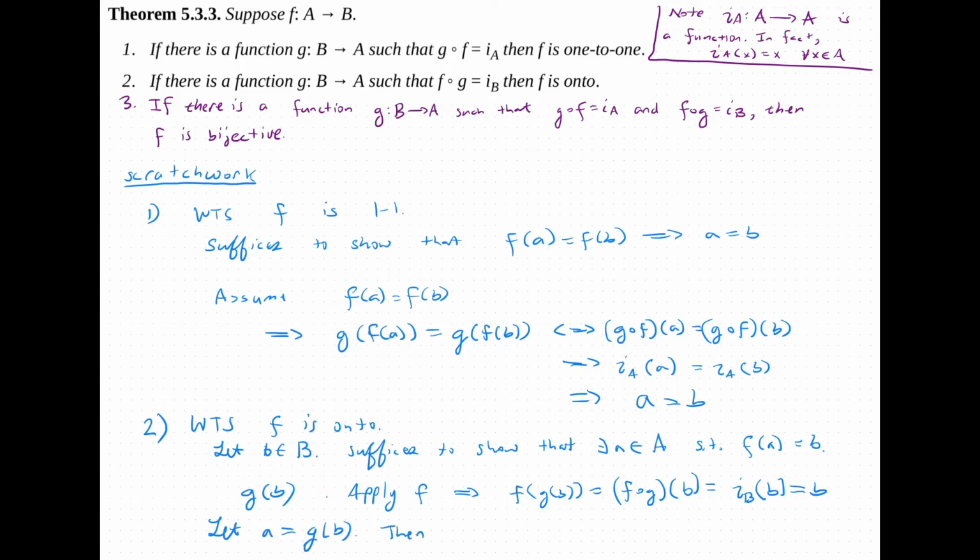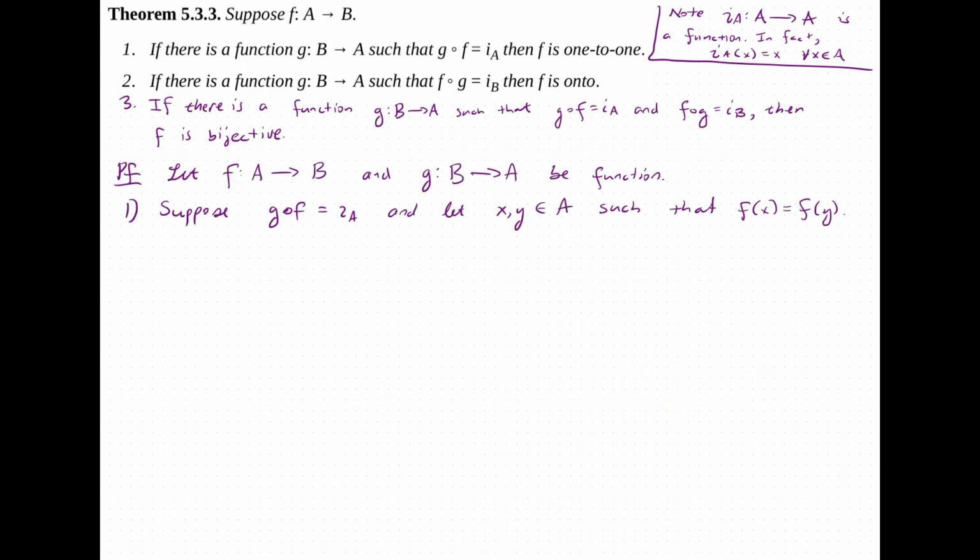Then f of a is equal to f of g of b, which is b. And that's what we wanted to show. We wanted to show the existence of some a such that f of a is equal to b, so we show it's onto. And of course the third statement now follows automatically, as I mentioned earlier, from the previous two. So let's go ahead now and formally prove this.